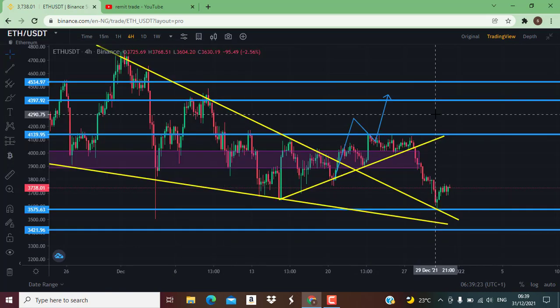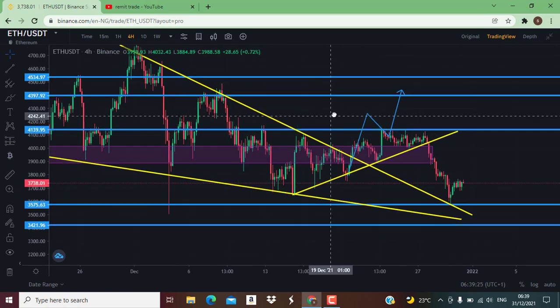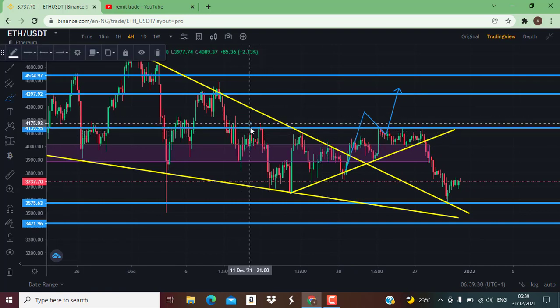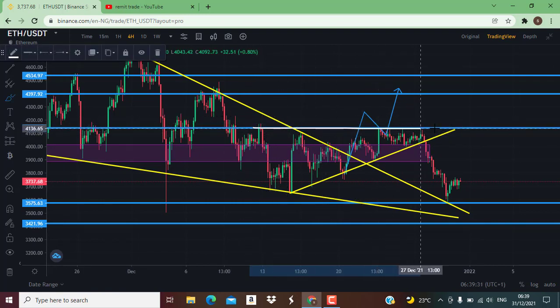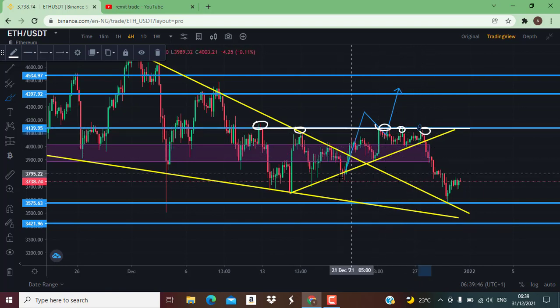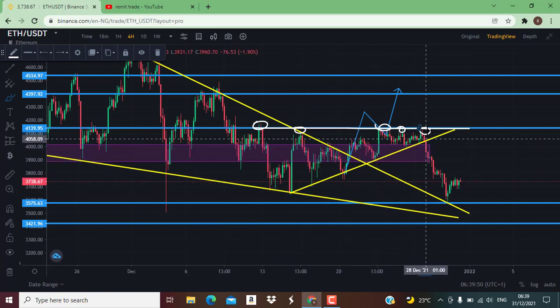ETH USDT here, if you look at this very price action, this area was the level we were looking out for the market to break before we take a trade on ETH, but the market never broke this level. The reason is this was a very strong resistance level. This resistance here, you see another resistance here, and then resistance right there, and then we have another resistance right here.